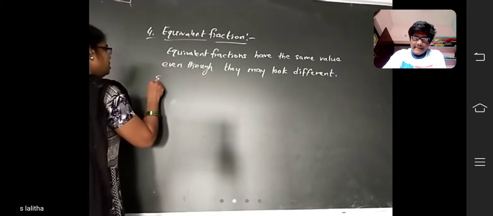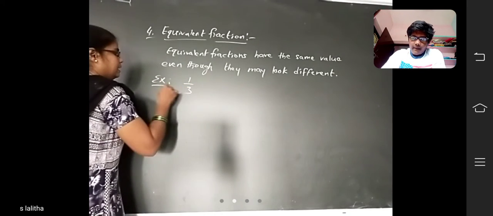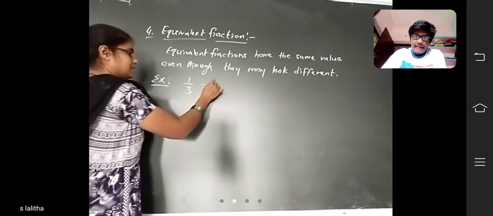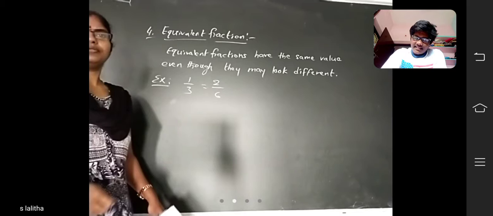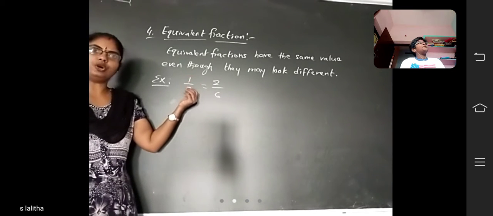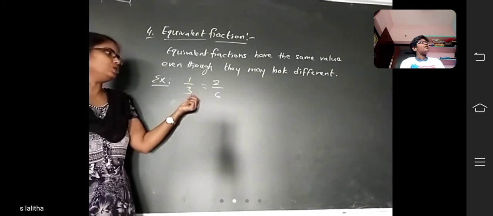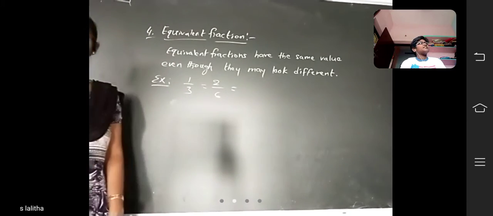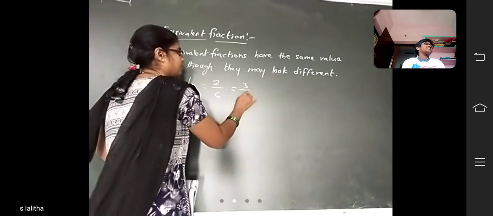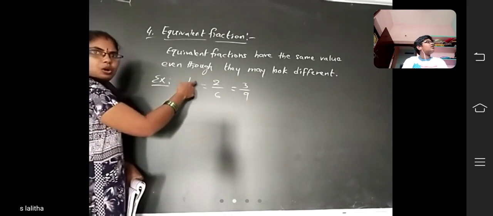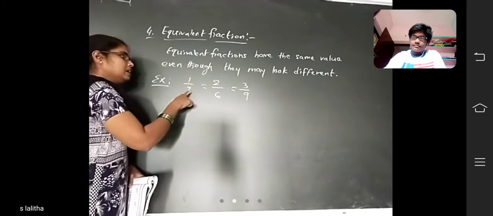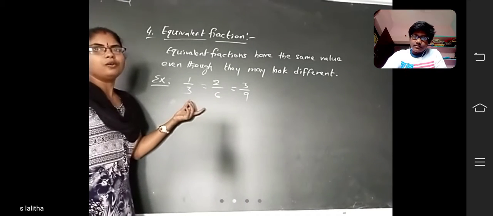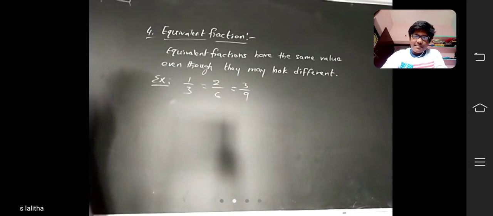See here, example: 1 by 3 is equal to 2 by 6. Why? You should multiply both numerator and denominator by 2. 2 1s are 2, 2 3s are 6. Okay. Again, this 1 by 3 is equal to 3 by 9. Multiply both numerator and denominator by 3. 1 into 3, 3. 3 3s are 9. 3 by 9. So these are our equivalent fractions. Okay, children? Come on, write.